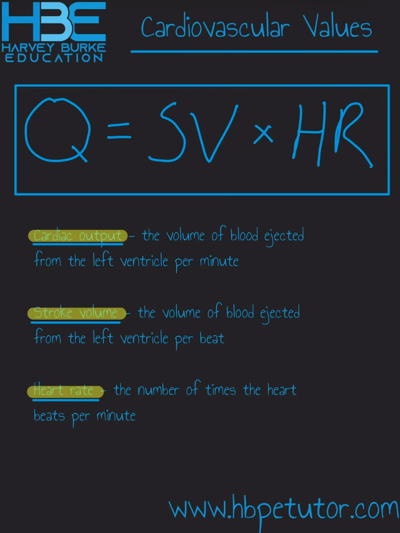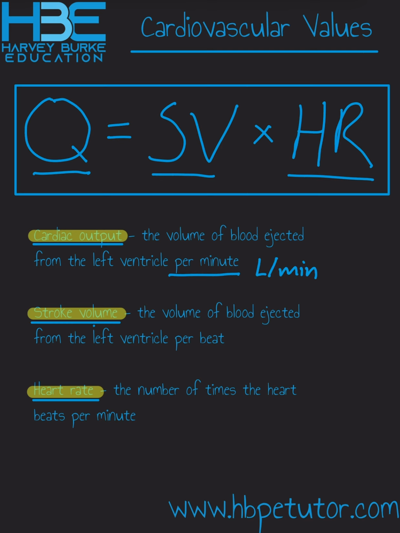If you do A-level PE and you're struggling with cardiovascular values, listen up to this. So cardiac output is your stroke volume times by your heart rate. And your cardiac output is the volume of blood ejected from the left ventricle per minute. And that's measured in litres per minute.